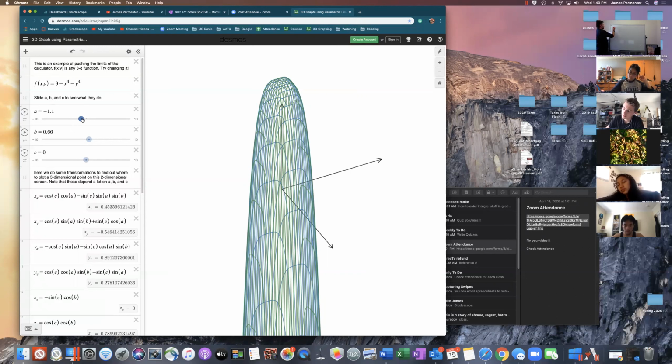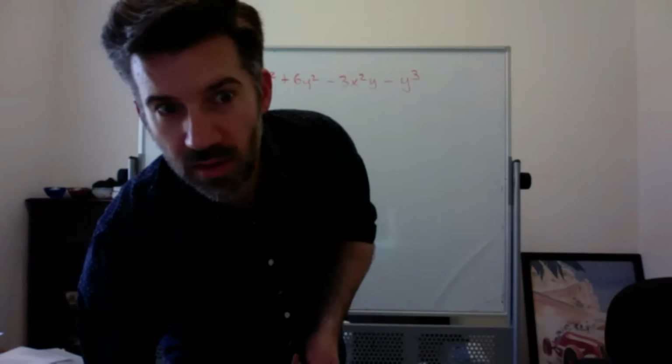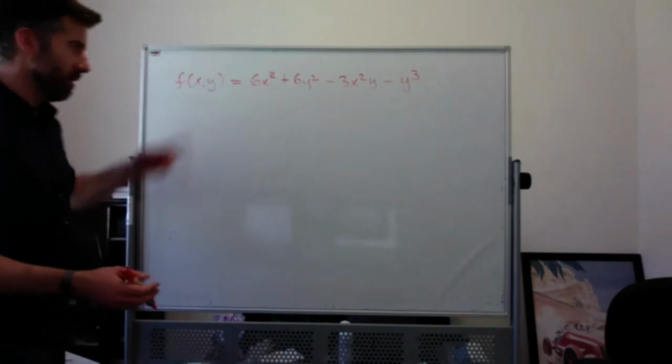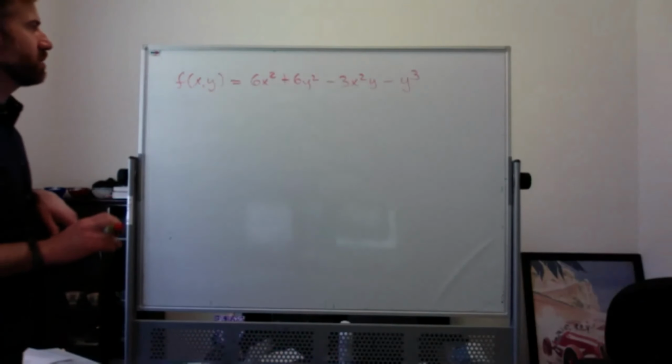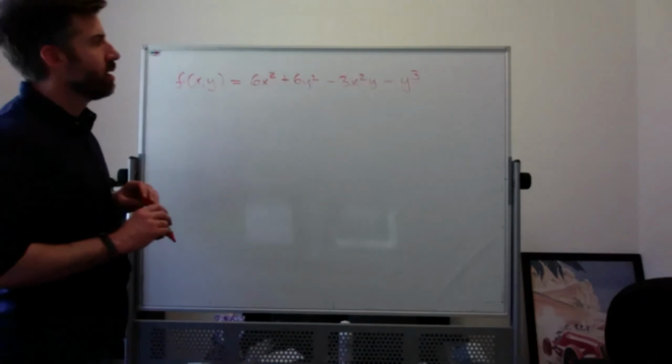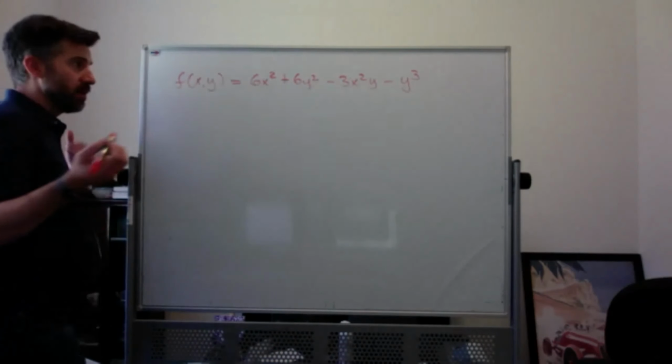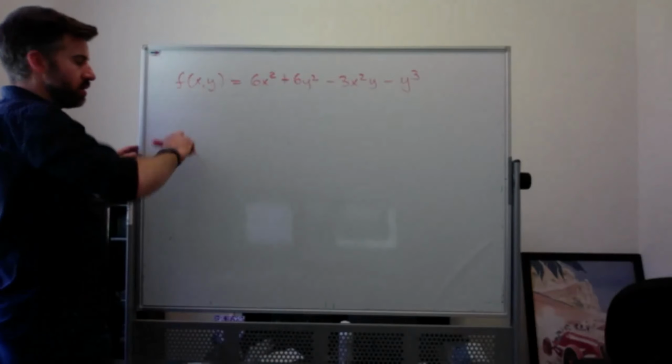Let's try this one. F of x, y equal to 6x squared plus 6y squared minus 3x squared y minus y cubed. And again, we're trying to find the relative extreme. Oh, you might like to see my screen. Sorry, I'm a fool. There we go. Or my board. 6x squared plus 6y squared minus 3x squared y minus y cubed. And again, we're going to find the partials.